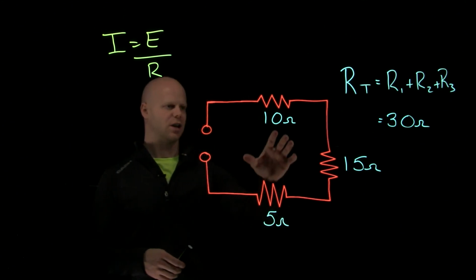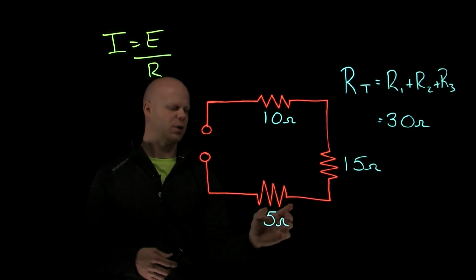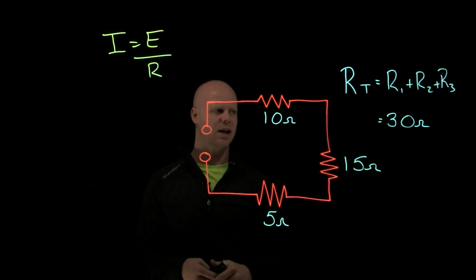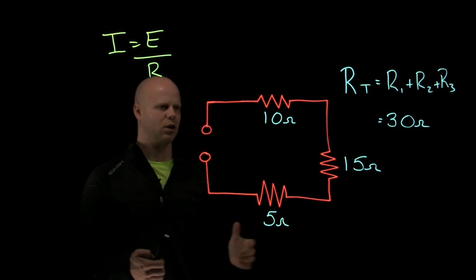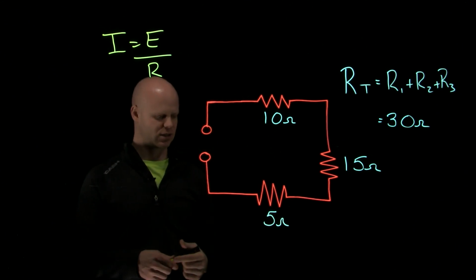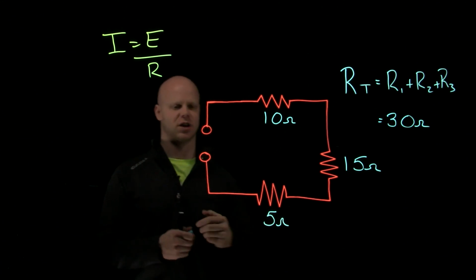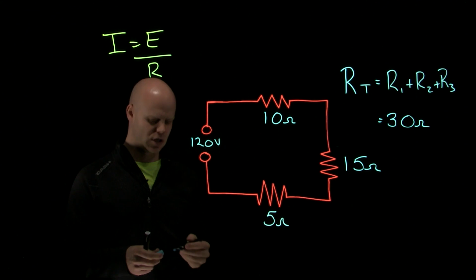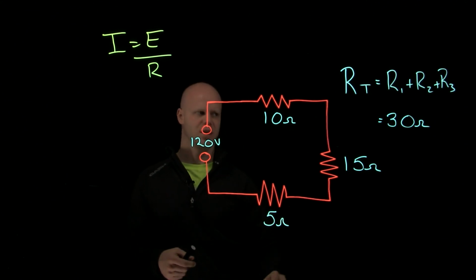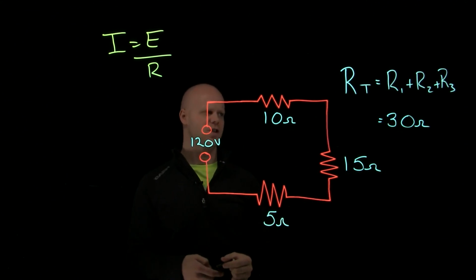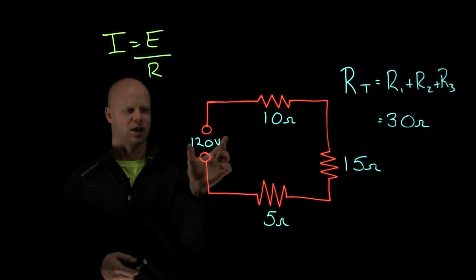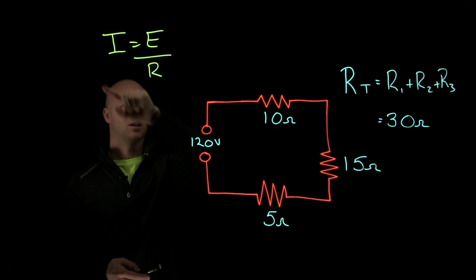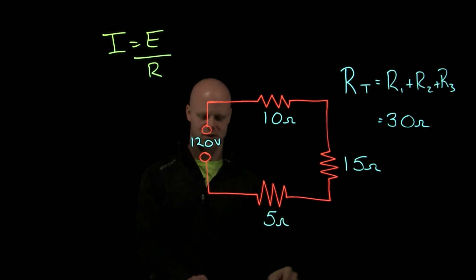So in this circuit I have a 10 ohm, a 15 ohm, and a 5 ohm resistor. We already did the calculation. We looked at 30 ohms as our total opposition to current flow. So let's give our circuit a source voltage. Let's make this easy. We'll do 120 volts. So if I have a circuit with a total opposition of 30 ohms, and an applied EMF of 120 volts, I can calculate what my current is going to be.